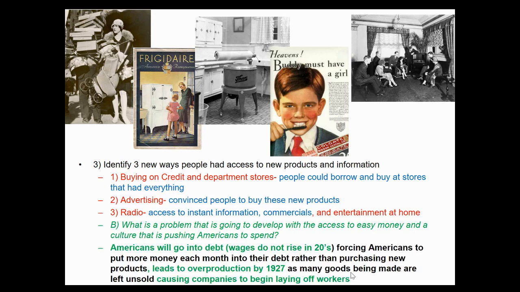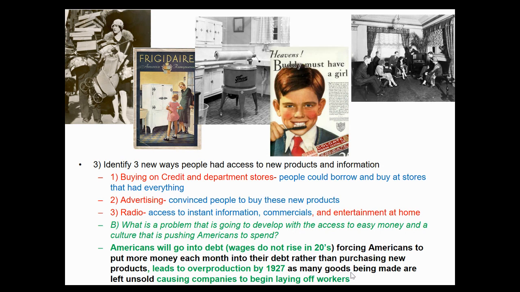And the problem is that Americans are going to go into debt. Yes, you can buy now and pay back later, but Americans are going to buy and buy and buy and owe more and more and more money. And this is fine as long as your pay goes up, but wages for a lot of Americans did not go up in the 1920s. So this forced Americans to have a debt every single month when they had a paycheck. So rather than putting their money into new products every single month, they had to put a big chunk of their money into paying off their debt.